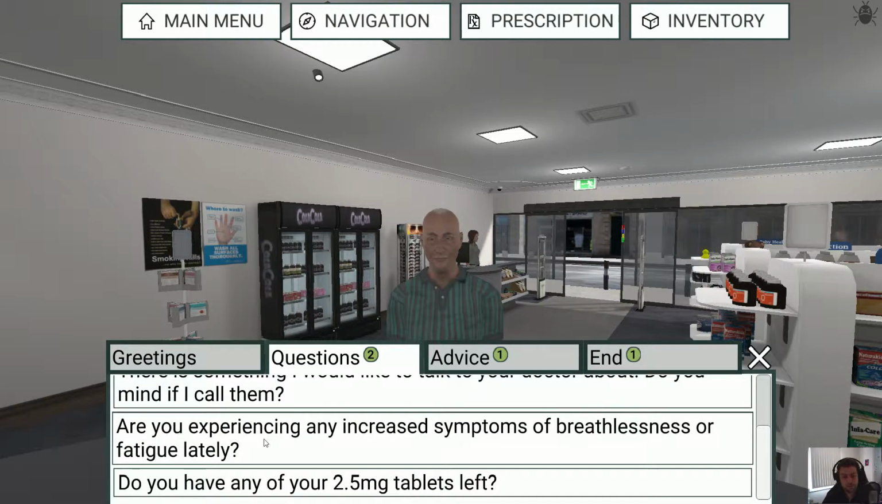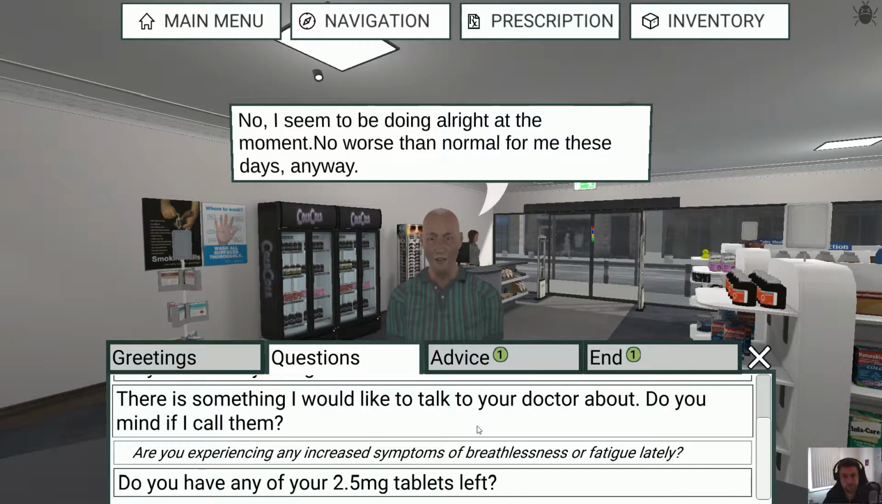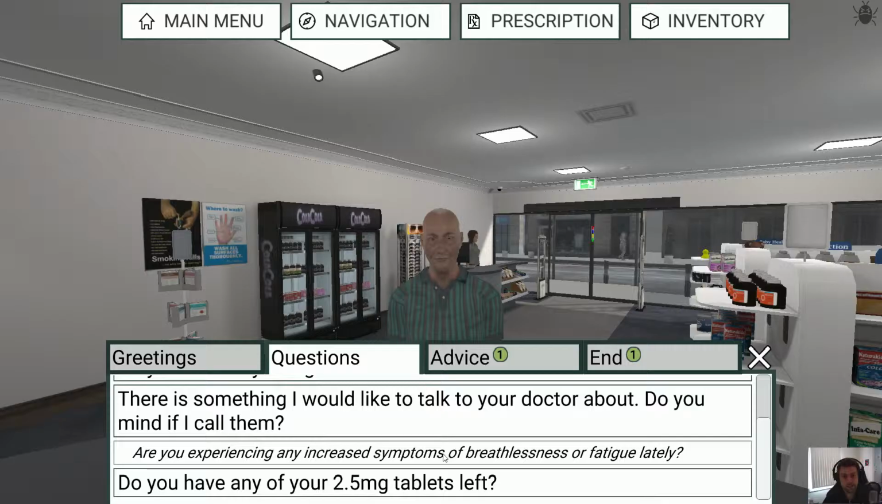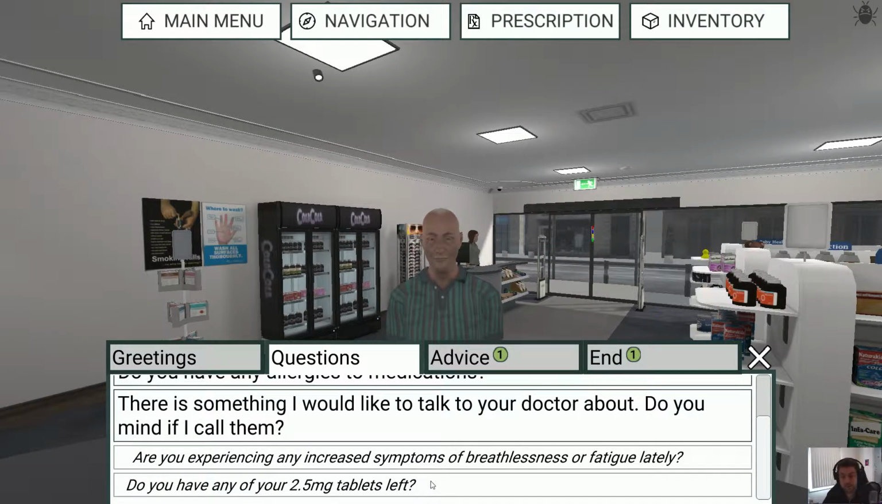Now, if he was being non-compliant, then he'd burn through his pills too fast. We would expect that he might have increased symptoms of breathlessness or fatigue, potentially. It's also just a good question to ask here, just in case. No, I seem to be doing all right at the moment. No worse than normal for me these days, anyway. Okay, so he's all right. Compliance, the big one here. Do you have any of your 2.5 milligram tablets left? Yes, around 10 I think. Okay, so it seems like Charles has been taking roughly the right amount of tablets at least.